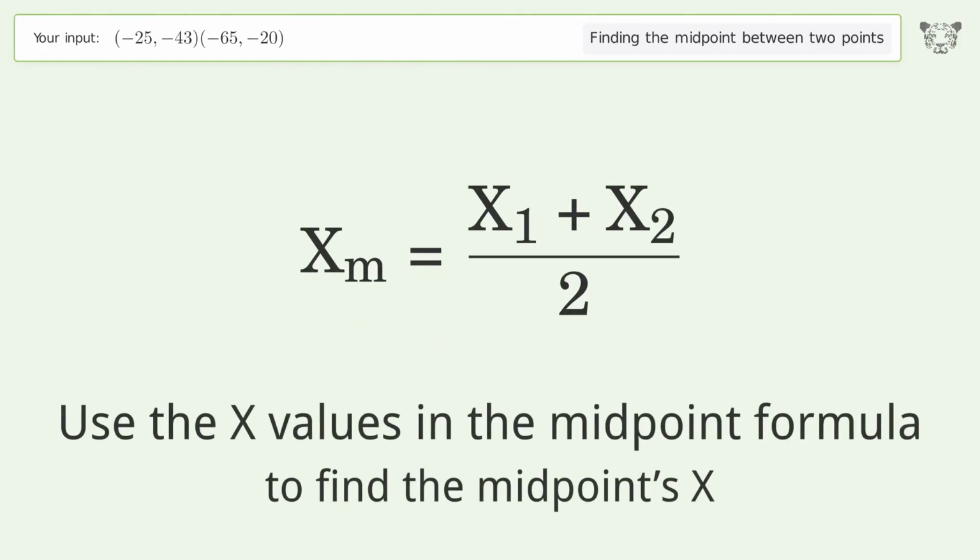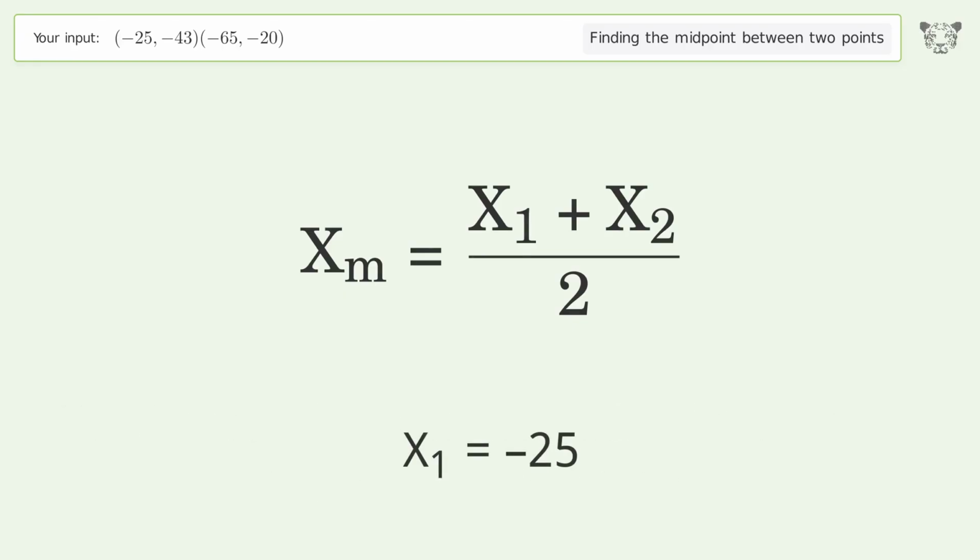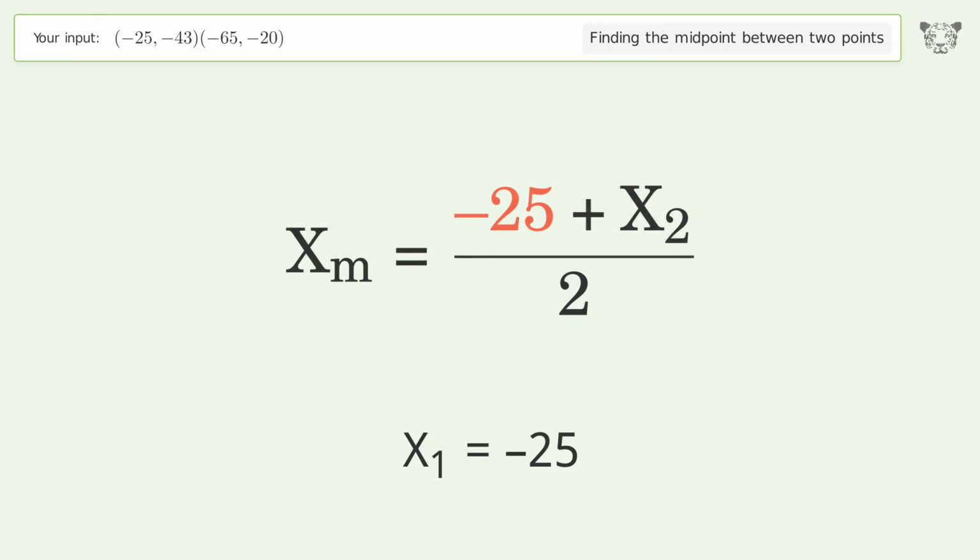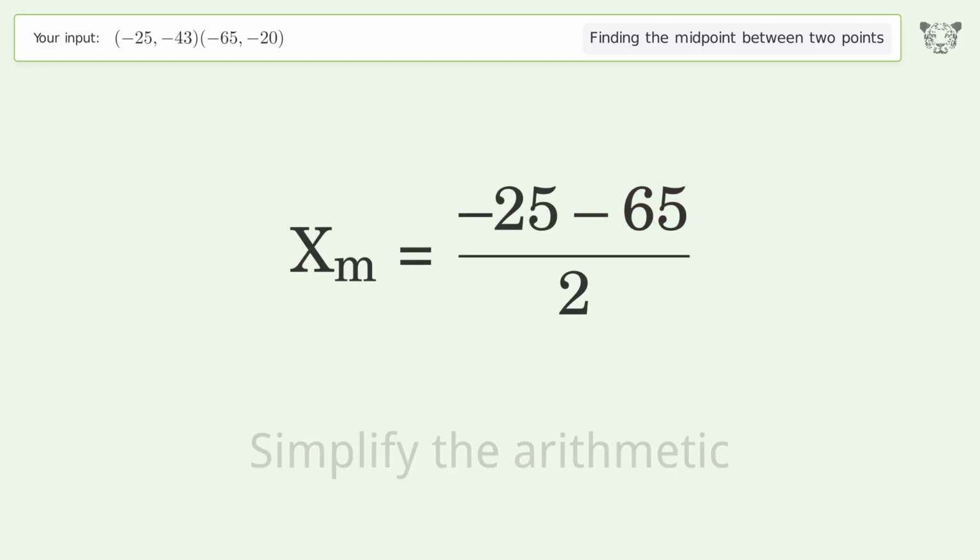Use the x values in the midpoint formula to find the midpoints x. x1 equals -25. x2 equals -65. Simplify the arithmetic.